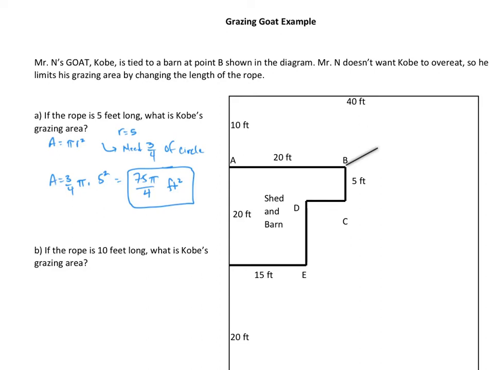And on this one, it says the rope is 10 feet long. So let's see if we can adjust this and make Kobe's rope 10 feet. So look what happens. 10 feet means I'm going to hit the top right there. 10 feet, I'll go this way. And, oh, what happens when I get there? It changes something. It hits this corner, and it kind of bends around that corner.